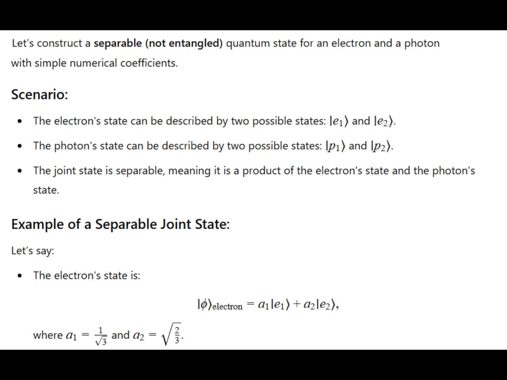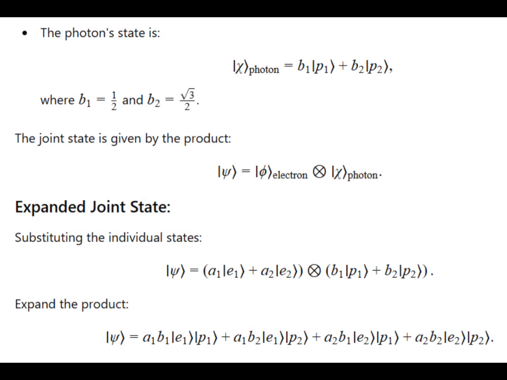Let's say the electron state is ket phi electron equals A1 times ket E1 plus A2 times ket E2, where A1 equals 1 over square root of 3 and A2 equals square root of 2 over 3. The photon state is ket chi photon equals B1 times ket P1 plus B2 times ket P2, where B1 equals 1 over 2 and B2 equals square root of 3 over 2. The joint state is given by the product. Ket psi equals ket phi electron, tensor, ket chi photon. Expanded joint state. Substituting the individual states.